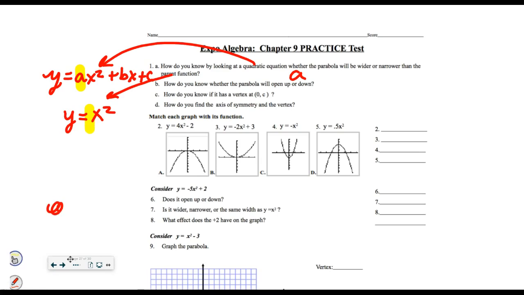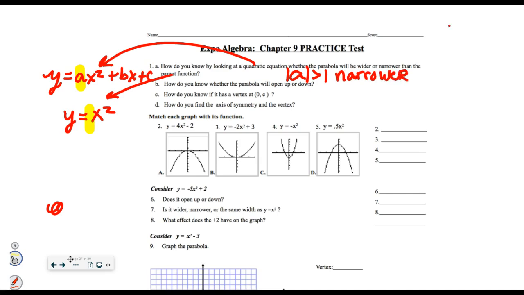So it's all about this guy being compared to 1. And remember, if it's greater than 1 in absolute value, and remember absolute value is just the positive, that means like if there was a 3, that's bigger than 1. If there's a negative 3, its absolute value is 3, which is also bigger than 1. So you're looking for a number without the sign where it's bigger than 1. That will stretch it and make it narrower.